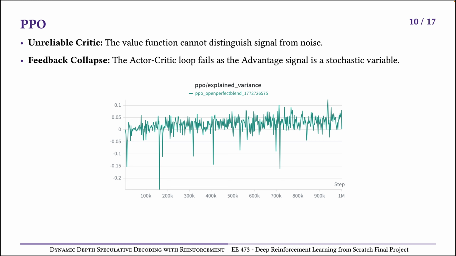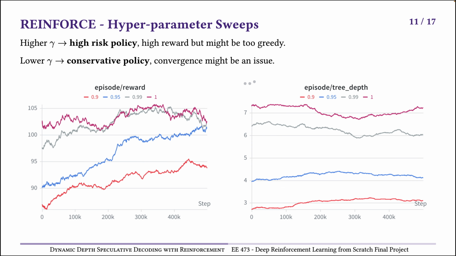Therefore, for the same state, yielded rewards can be different, causing advantage estimation to fluctuate and fail. The collapsed advantage estimation failed the actor-critic loop and yielded too aggressive policies. Finally, we tried REINFORCE. We have experimented with different gamma values.